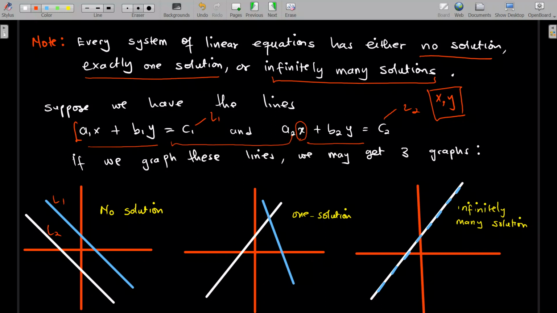It can also happen that they meet at exactly one point, and that's when you have one solution. And when one line is lying on top of the other, here you see the blue is lying on top of the white, they meet at infinitely many points. That is the visualization of infinitely many solutions, versus only one solution, and the rest.